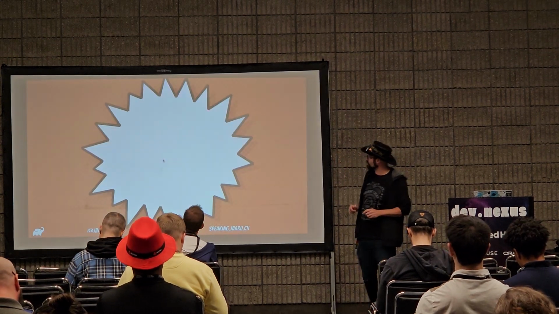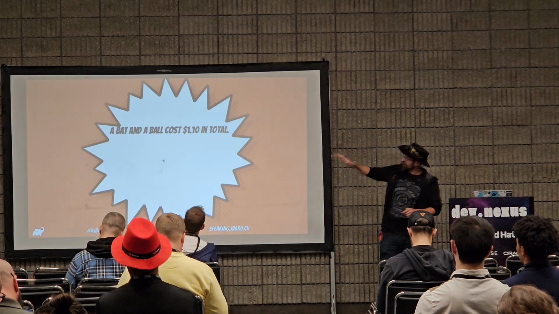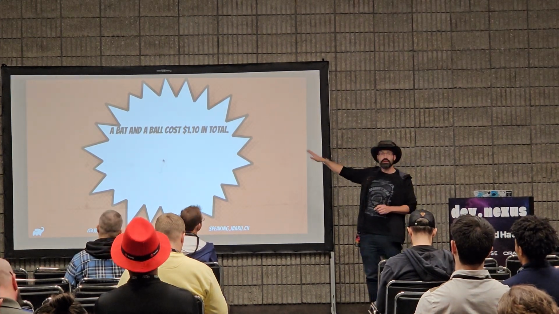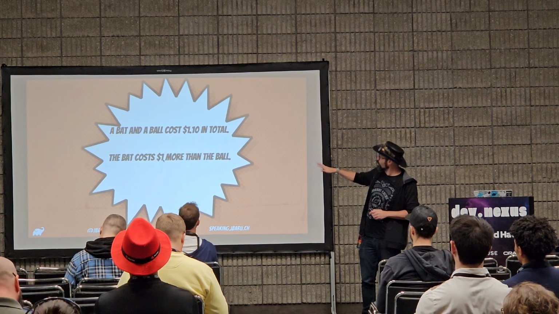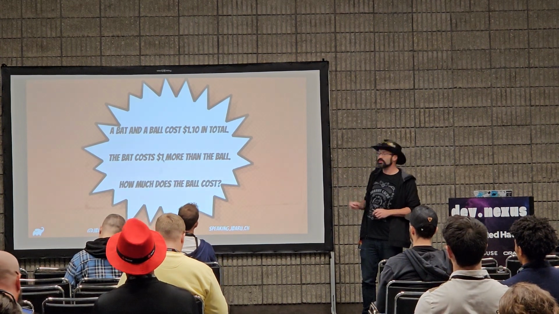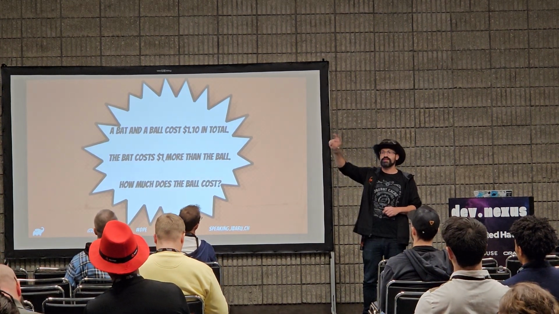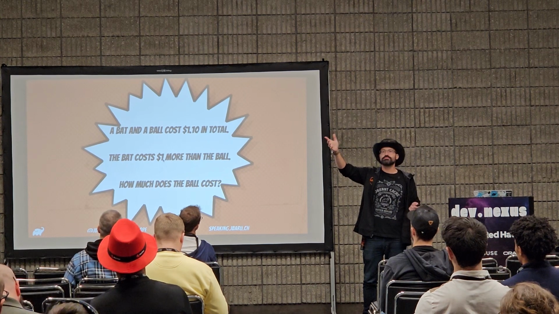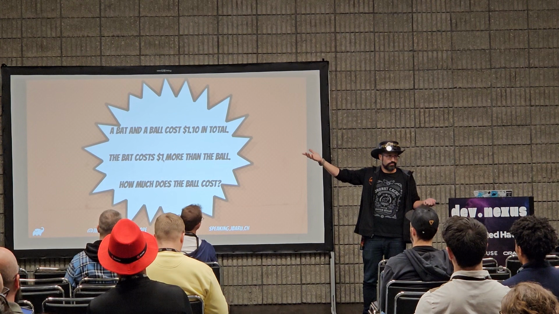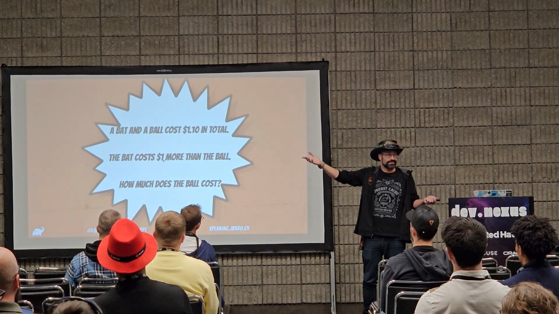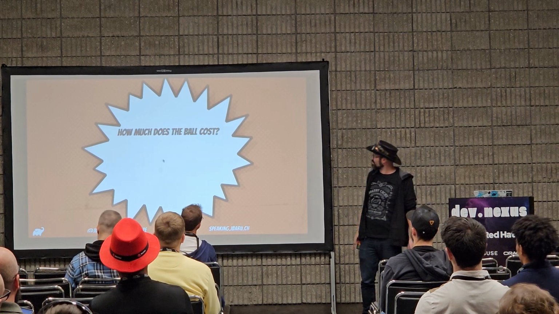So here is what Professor Kahneman is talking about. A bat and a ball cost $1.10 in total. The bat costs $1 more than the ball. How much does the ball cost? Fast. I know that. You want to say $1. You really want to say $1.